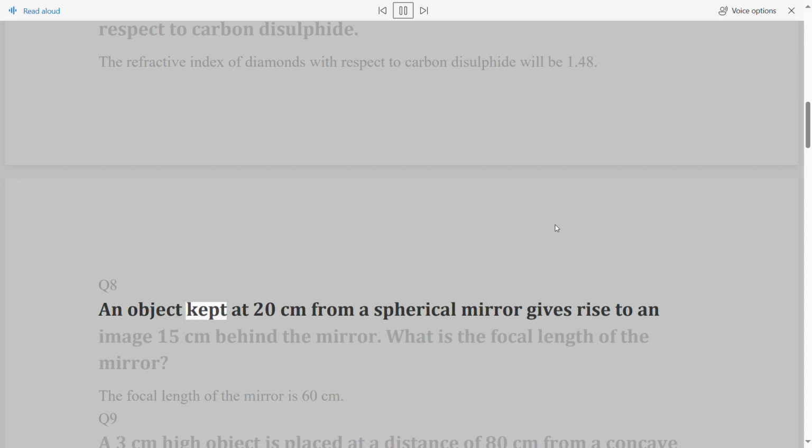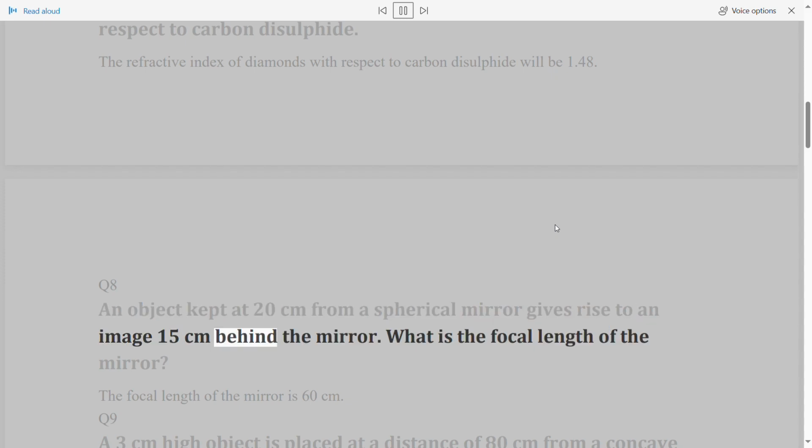Q8. An object kept at 20 cm from a spherical mirror gives rise to an image 15 cm behind the mirror. What is the focal length of the mirror? The focal length of the mirror is 60 cm.